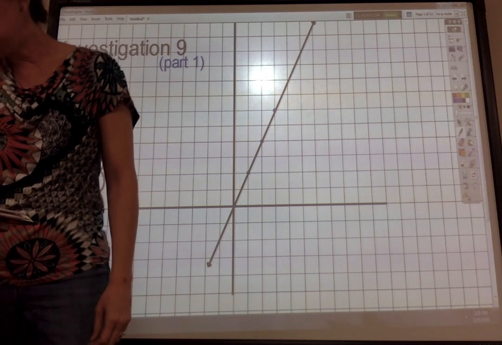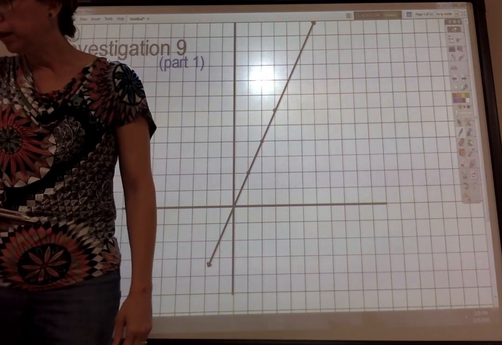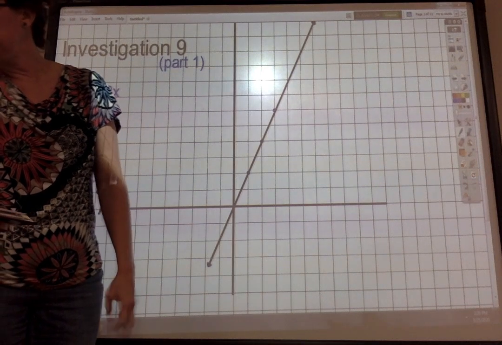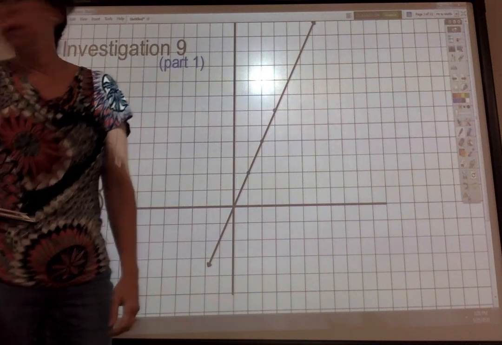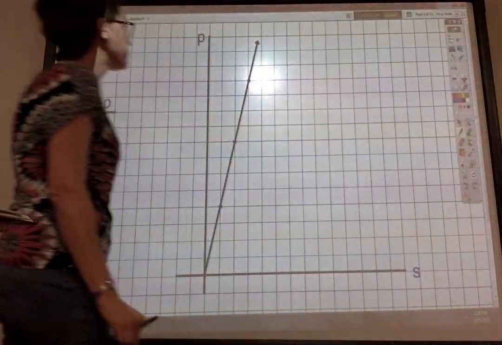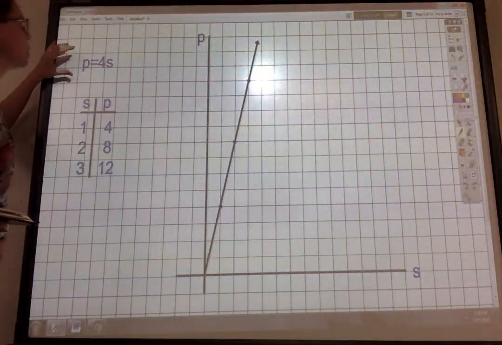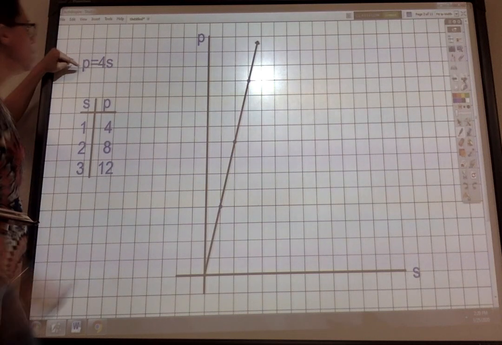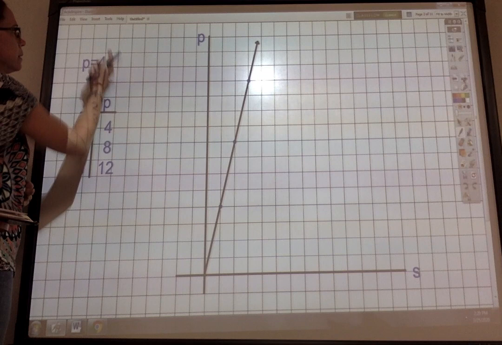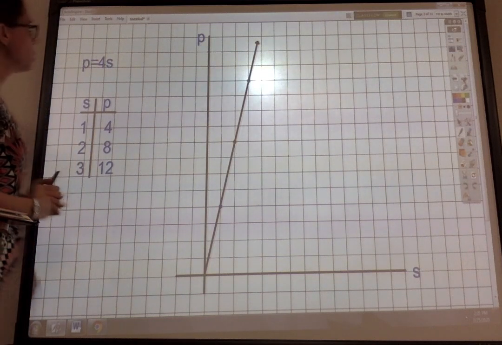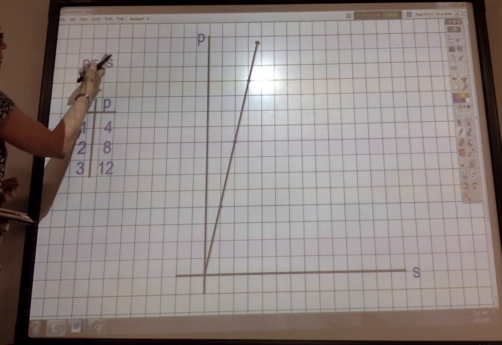Go ahead on to page 625. Now they're going to show us the relationship between the length of a side of a square and the perimeter of the square. So here is our function rule. To find the perimeter of a square, we multiply the side length times 4. We've done this before. So perimeter equals side length times 4.